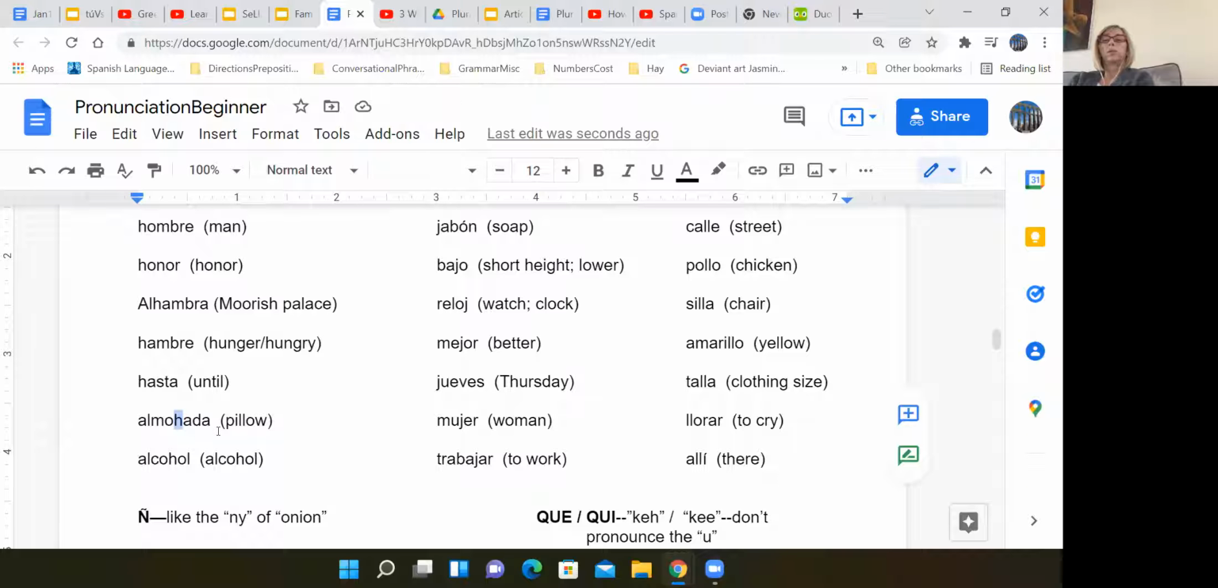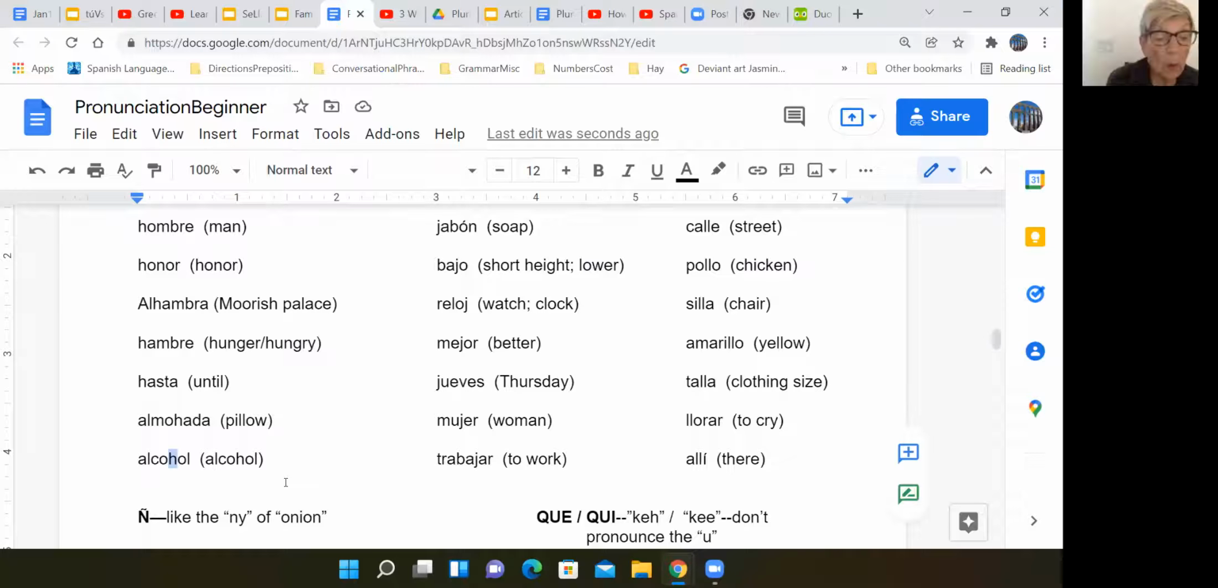Almohada. Here's pillow. If they forget to put your pillow in your hotel room, almohada. Here is another sneaky H sitting in the middle of the word, but we have to ignore it. We're going to say an O right next to another O. So we're going to drag out the O, essentially.